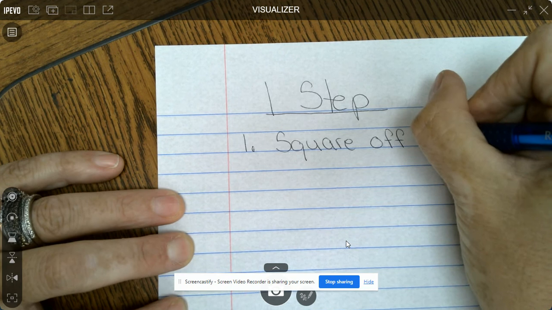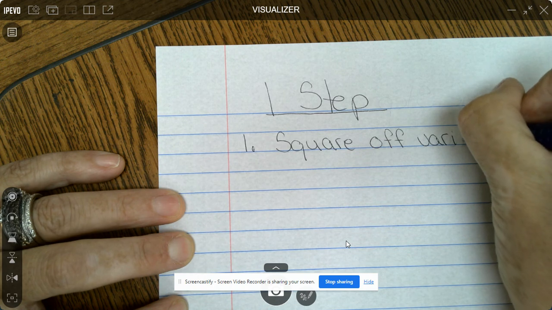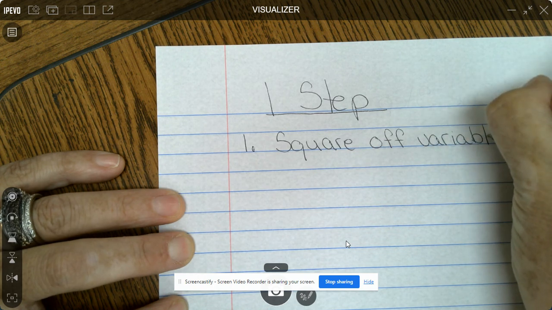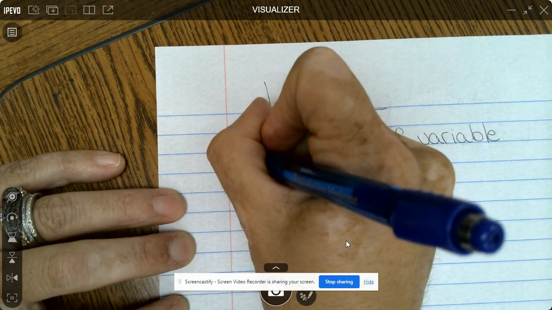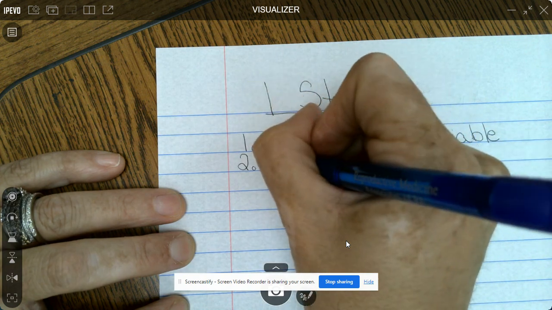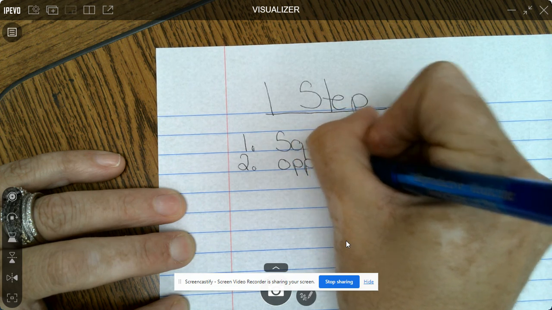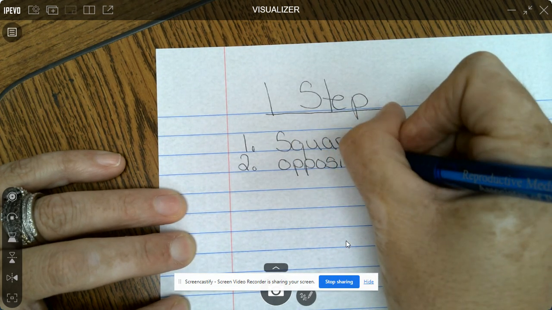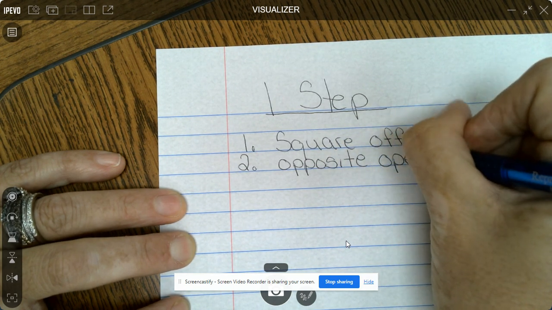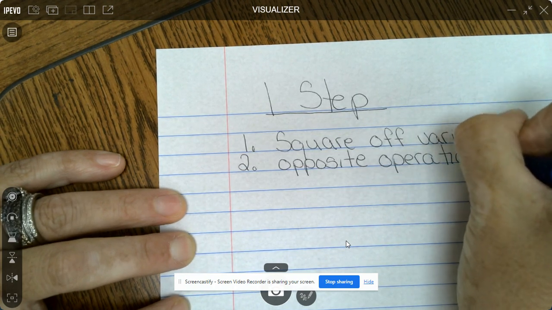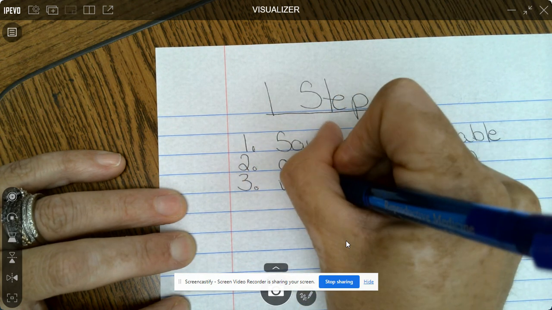So for one step, we're going to start off by squaring off your variable. Now it might not just be a variable, it might be a coefficient with a variable, but either way, that's what you're going to do to start off, because we're saying we're going to hold on to this until the very last thing. The second thing is you are going to do the opposite operation. And I'll go right back to that in just 1 second here.